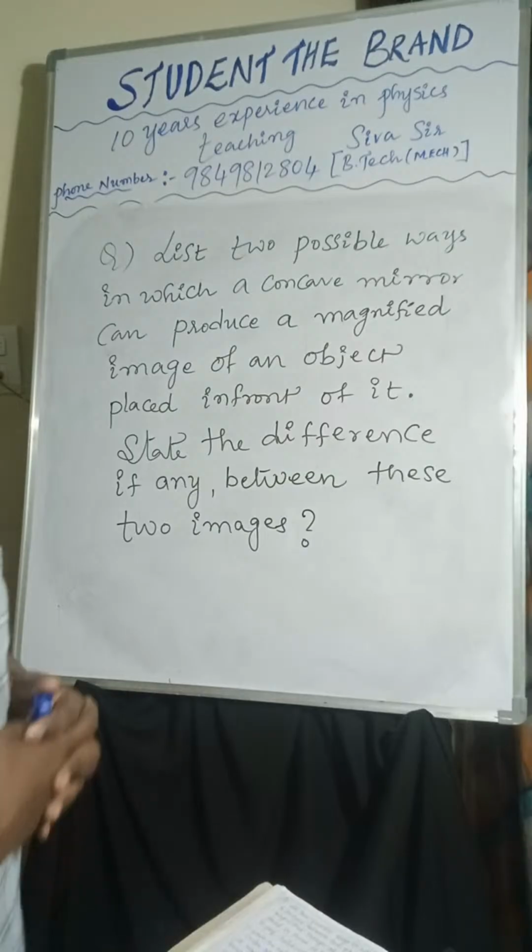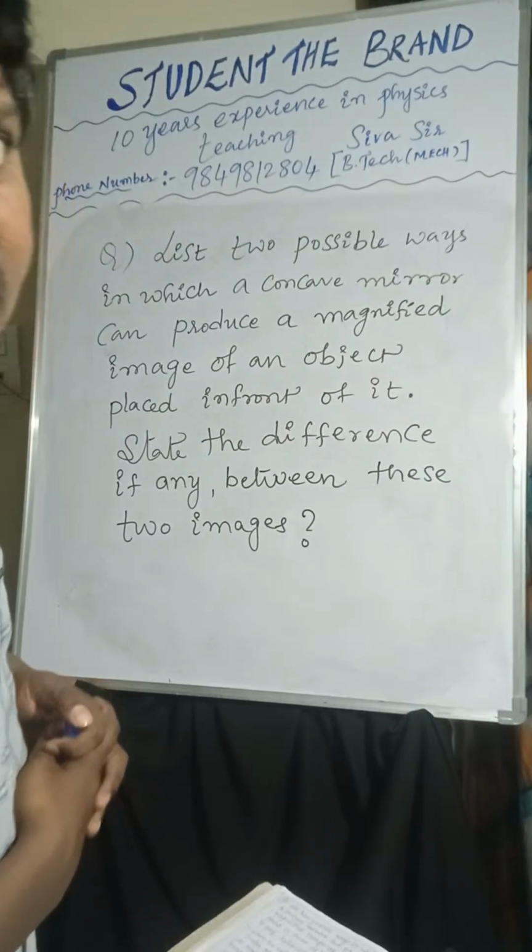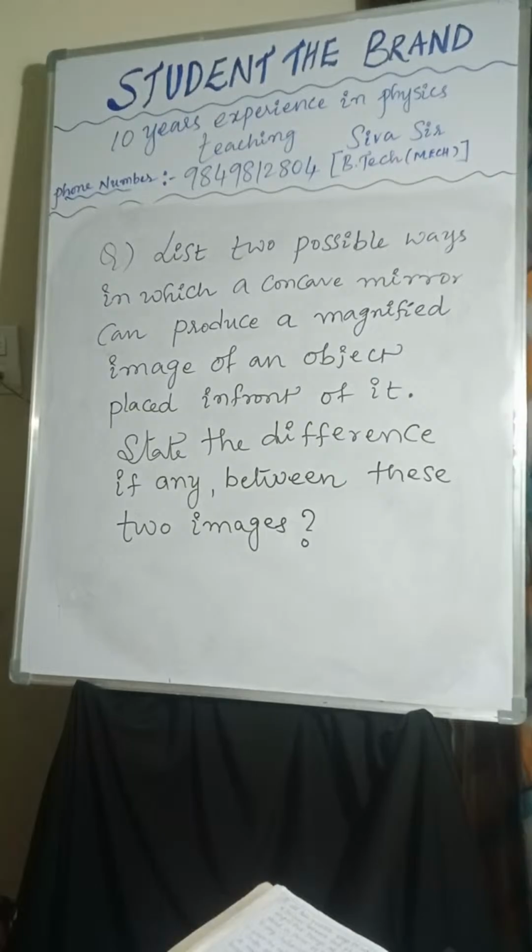Can we see here? List two possible ways in which a concave mirror can produce. I hope it is clear.